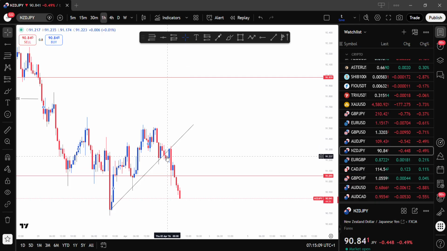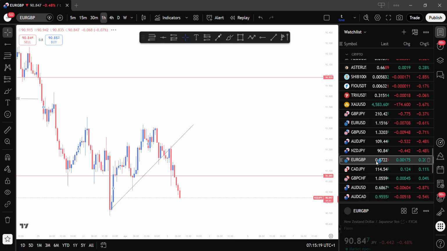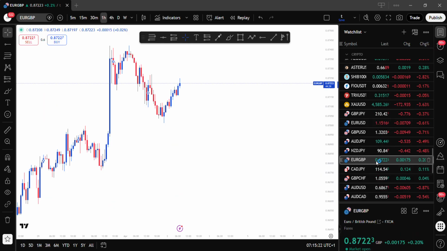After breaking out of the trend line, it retests the trend line. After retesting the trend line, then it starts dumping this way. You can see that's it. So that's what is going to happen on XAU USD before we take any trade there.